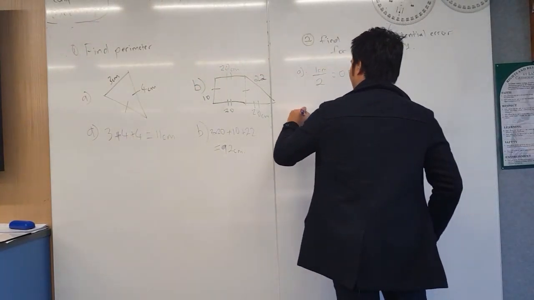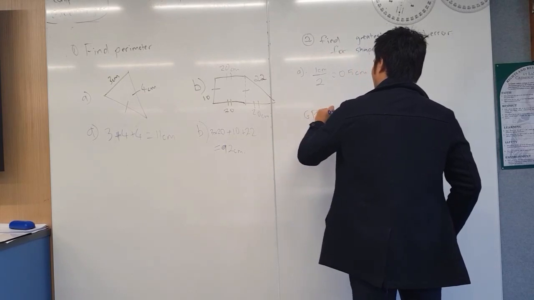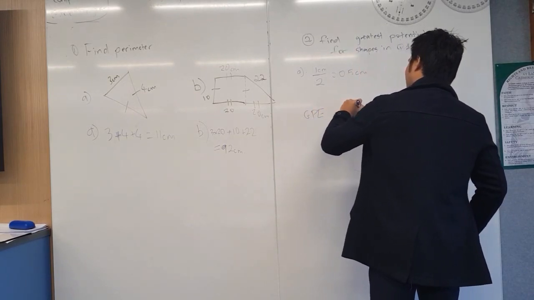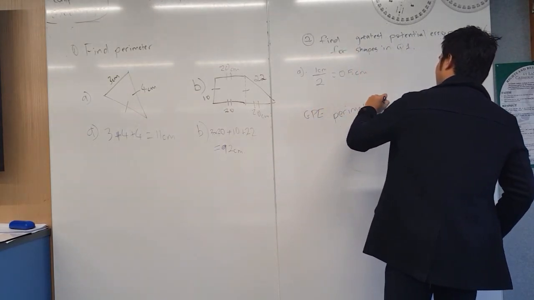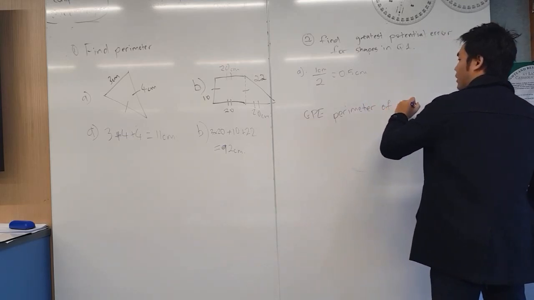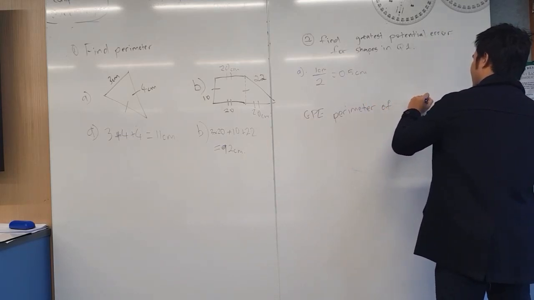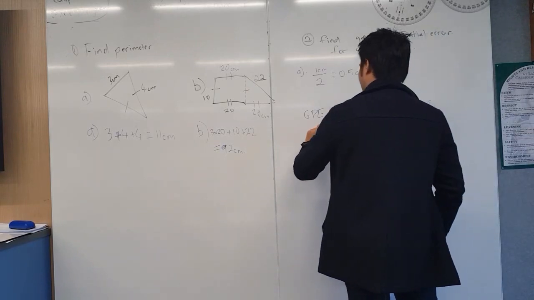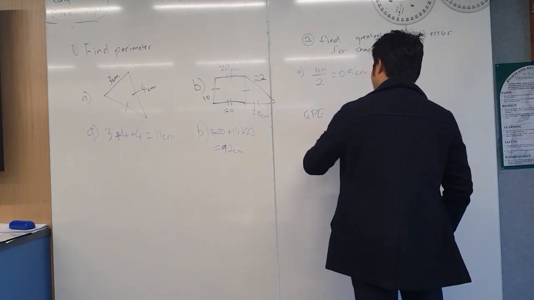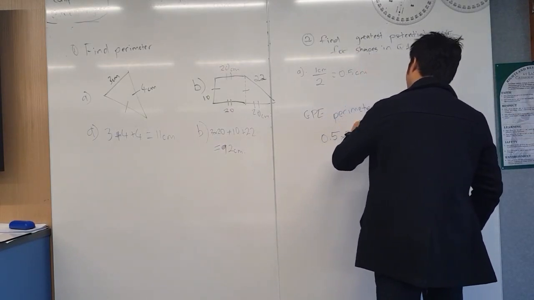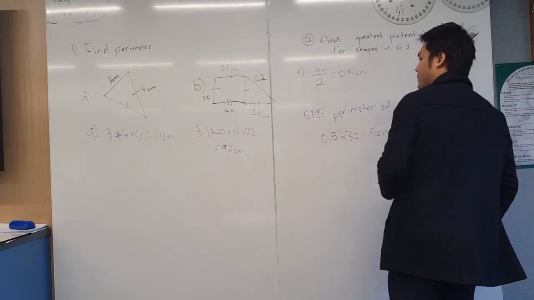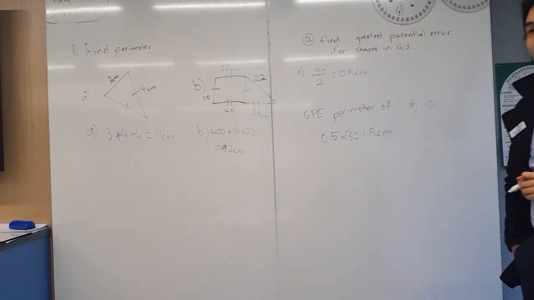So the greatest potential error for A or B is 0.5 times 3, which equals 1.5 centimeters, because there's 3 sides. Yeah, that's good. So what's the point of greatest potential error?